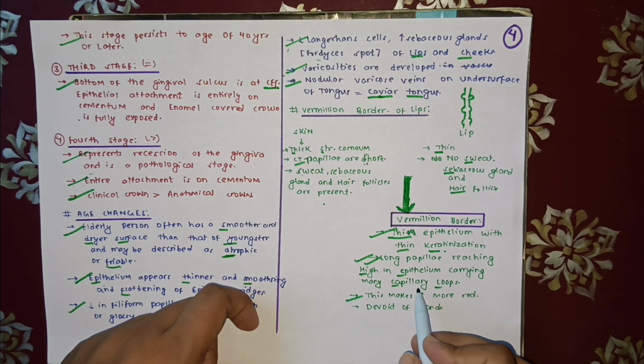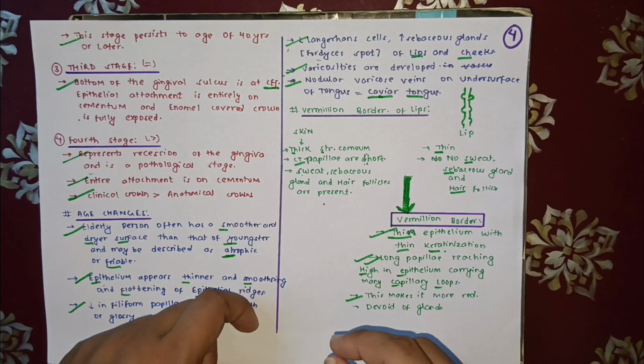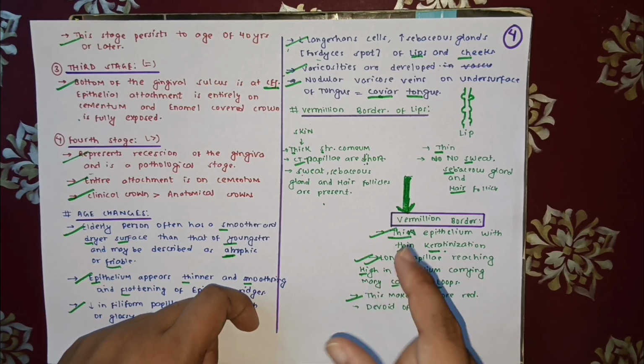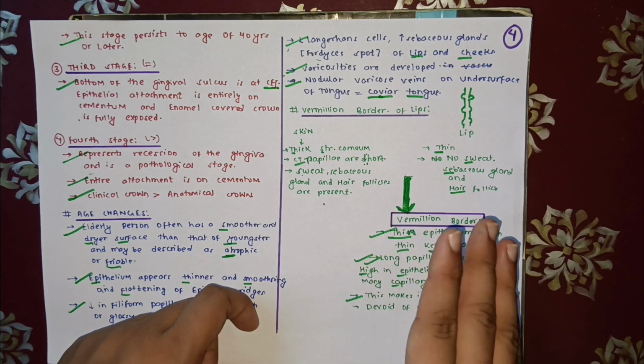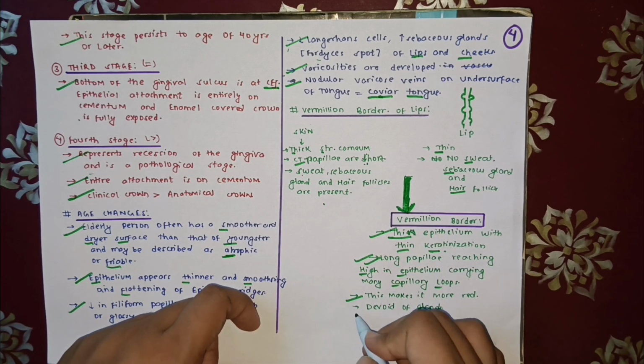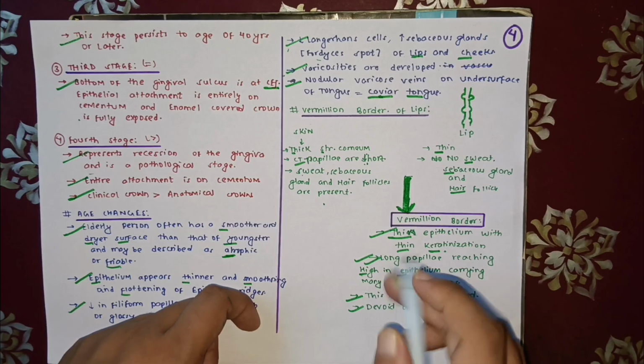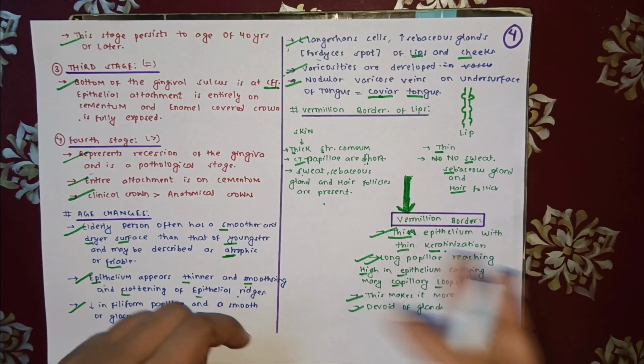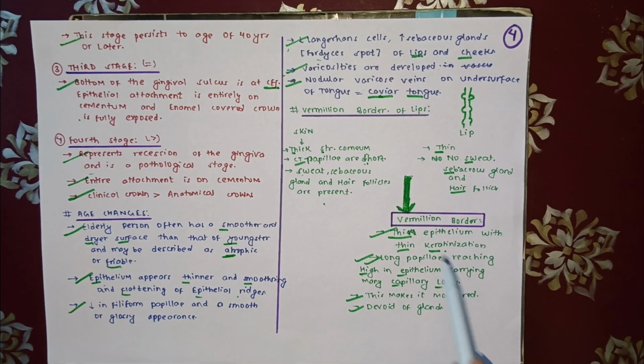With these capillary loops, if we look at the lips of people, they have a quite reddish nature. That reddish nature comes from these capillary loops. After that, it is devoid of glands, so we do not have glands in the submucosal part of this vermilion border. And this vermilion border is a mucocutaneous junction.